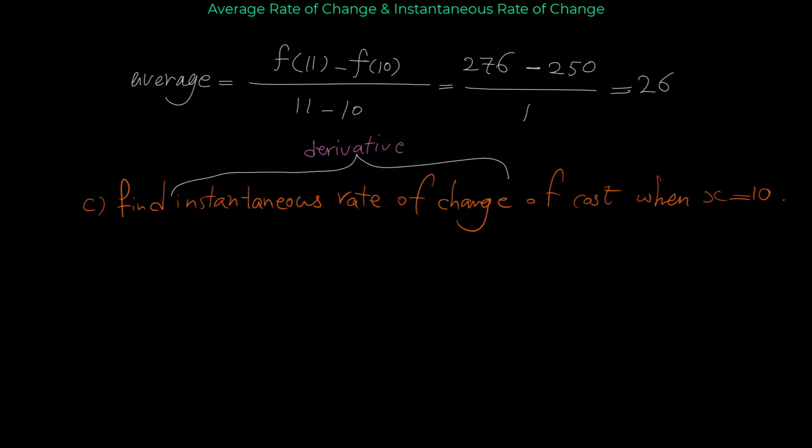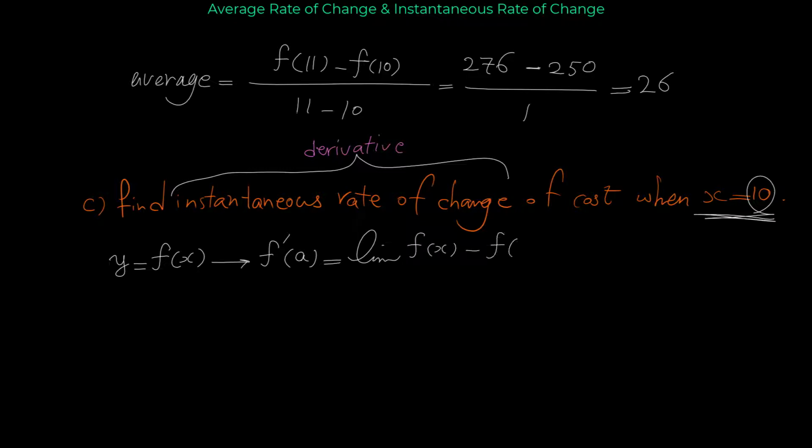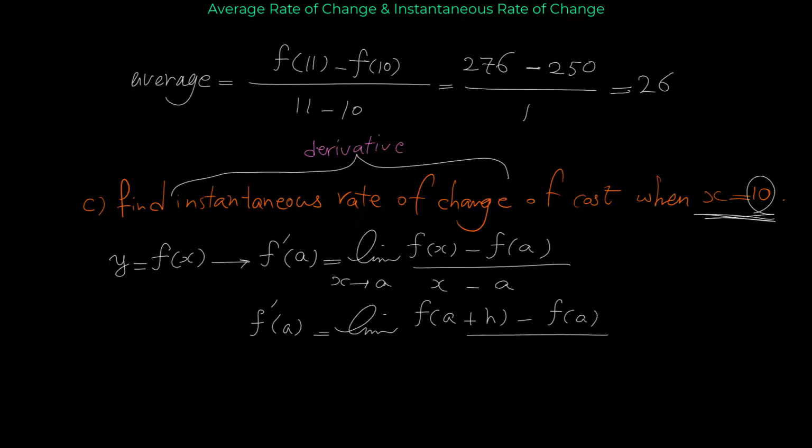One formula for finding derivative of a function, let's say we have a function like in general f of x. If we want to find f prime, derivative of the function, at a number like a, in this question a is 10. If we want to find f prime of a, we have this formula: limit of f of x minus f of a over x minus a as x approaches a. But we have another formula for finding f prime of a. Limit of f of a plus h minus f of a all over h as h approaches 0.